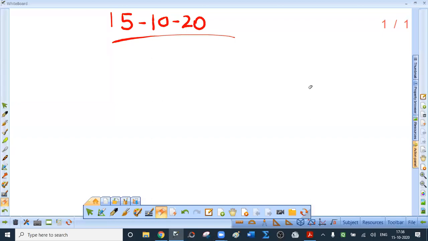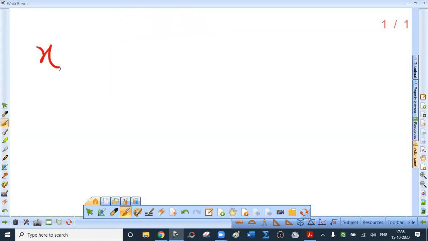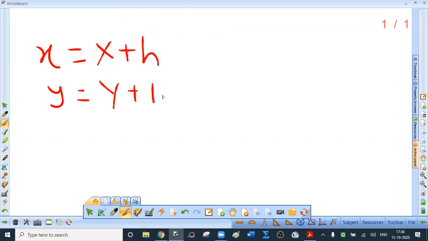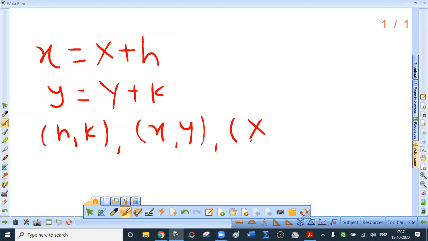Before that, let us revise the formulae for shift of origin. They can be remembered easily. Small x is capital X plus h. Small y is capital Y plus k. Means what? Old coordinate is new coordinate plus coordinate of shifted origin. So h comma k are coordinates of shifted origin. Small x, y are old coordinates. The point is the same, but with respect to the new axis, capital X, Y are nothing but new coordinates.